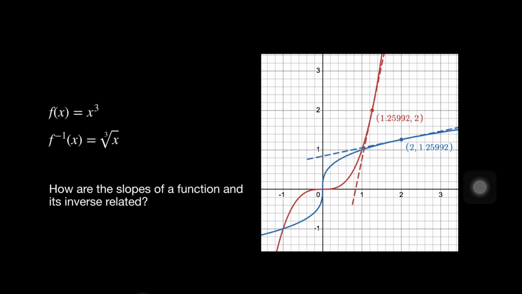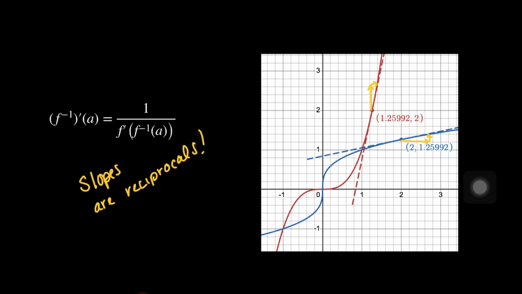I've also graphed the inverse of that function. That is f inverse is cube root of x. I'm highlighting that graph right now. So we have a function and its inverse. And the question we're trying to answer is how are the slopes of this function and its inverse related?